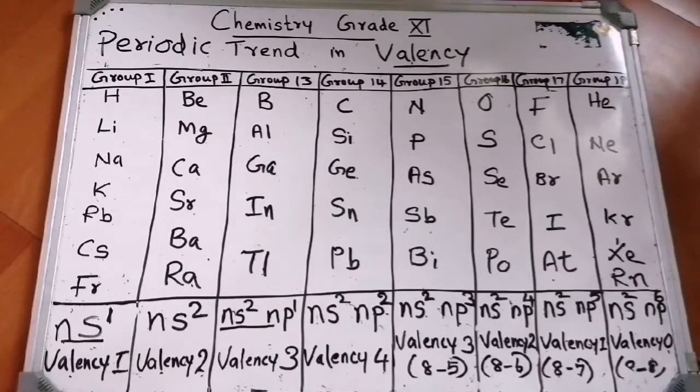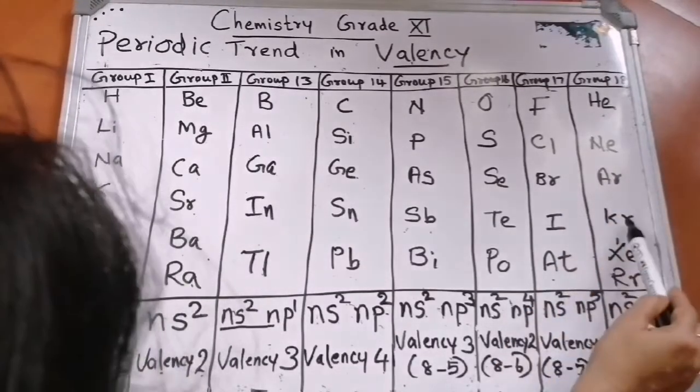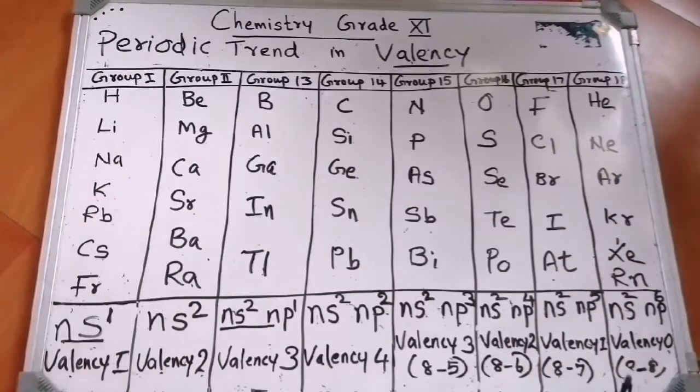Then comes group 18 elements, which include helium, neon, argon, krypton, xenon and radon. Their electronic configuration is ns2 np6. They have 8 electrons in the outermost shell and the valency is 0. It is 8 minus 8.